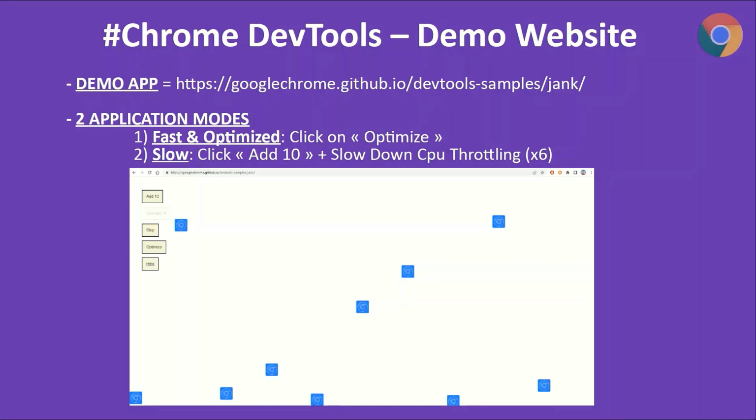To demonstrate the benefits of the Chrome DevTools Performance tab, we will use the Jank demo page provided by the Google Chrome team. We can simulate two modes. Fast mode by clicking on the Optimize button at the top left of the application. Slow mode by clicking many times on Add 10 to increase the number of visual blue elements on the screen, and make the application slower. You can slow down the CPU by adding throttling multiplied by 6.